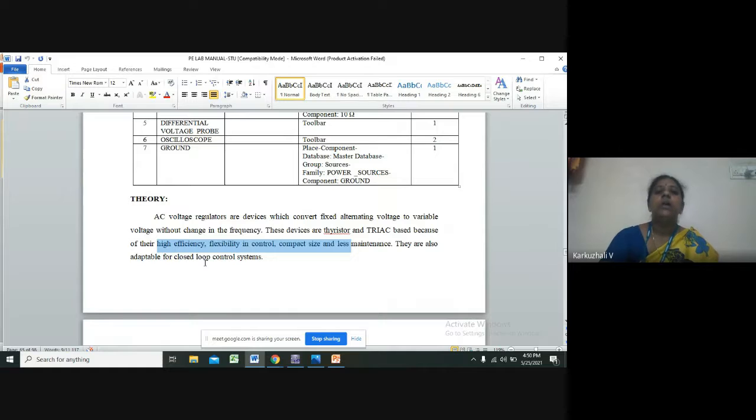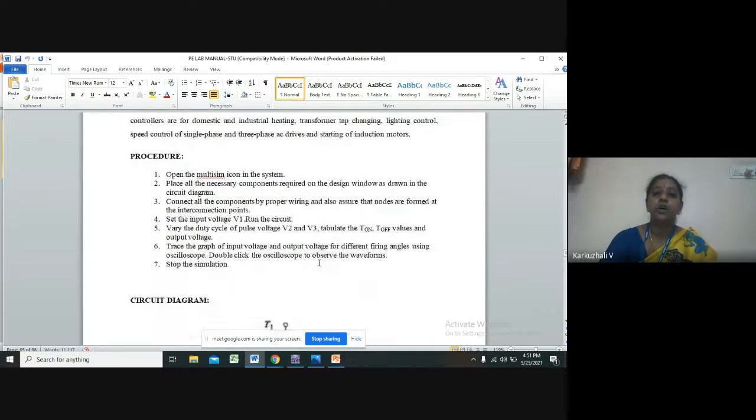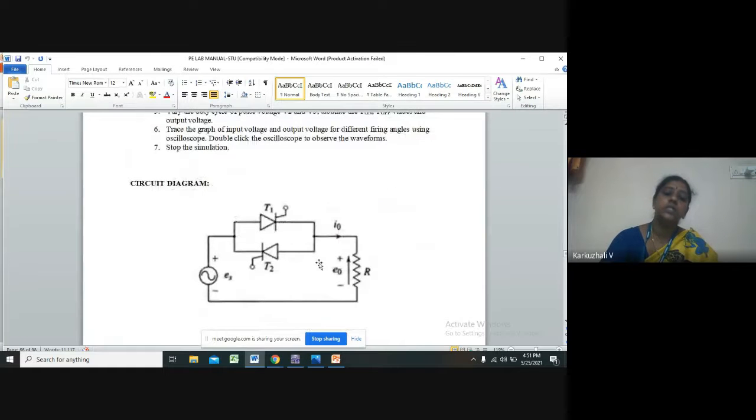Okay, so coming to the theory behind the AC voltage controller, it is nothing but an AC voltage regulator which converts fixed alternating voltage to variable alternating voltage without changing the frequency, and the devices that are used are either TRIAC or SCR. So this is the circuit diagram.